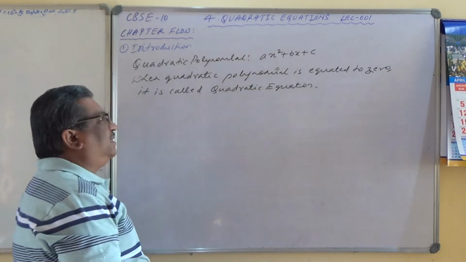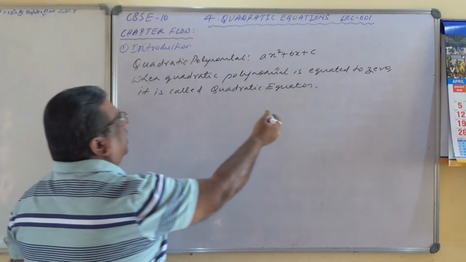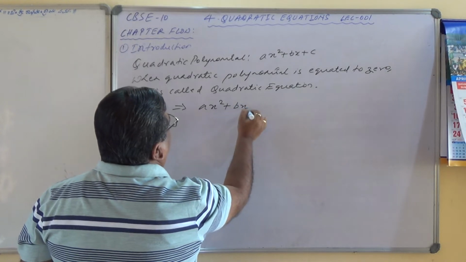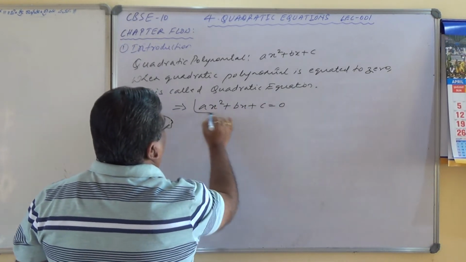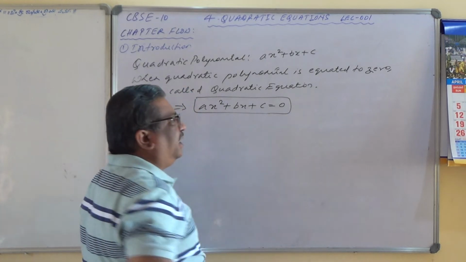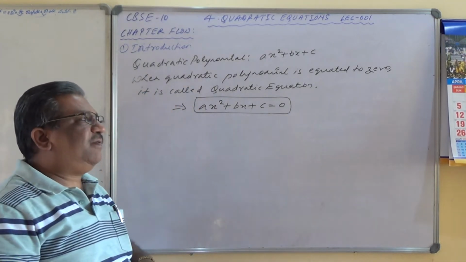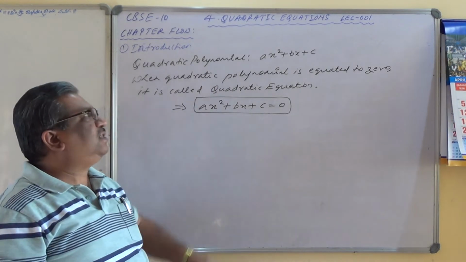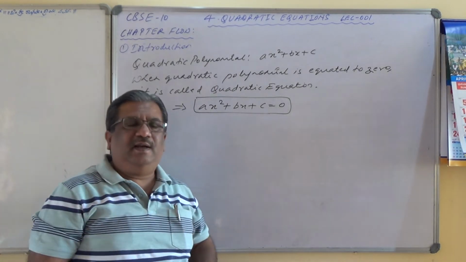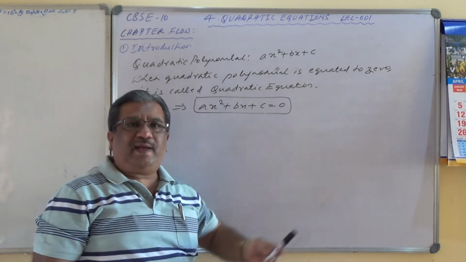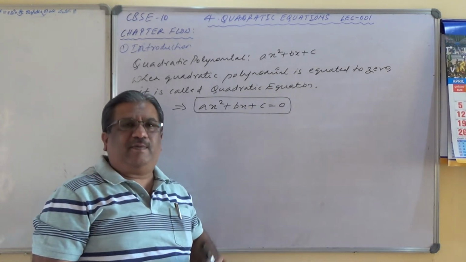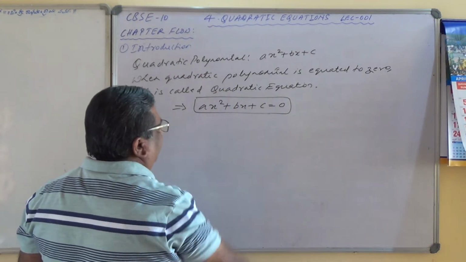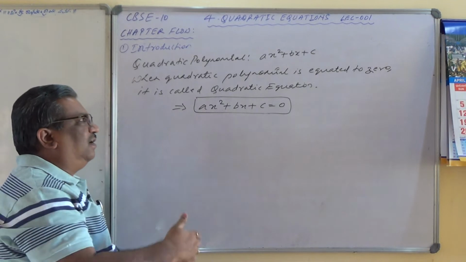When a quadratic polynomial is equated to 0, it is called a quadratic equation. This implies ax square plus bx plus c equals 0. So this is a quadratic equation basically. Remember, equations contain equality signs, whereas polynomials do not contain an equality sign, and hence those are called algebraic expressions only, not equations.